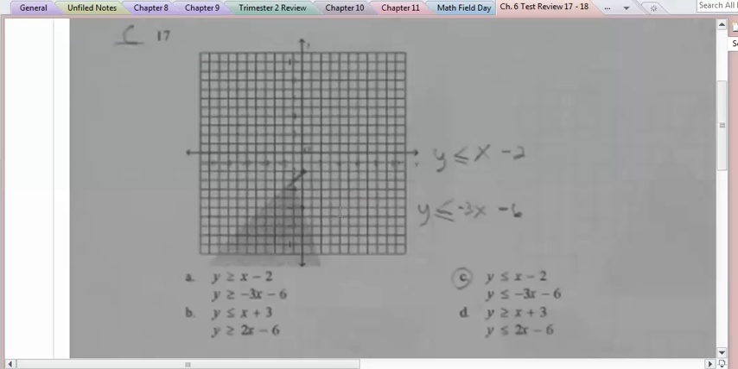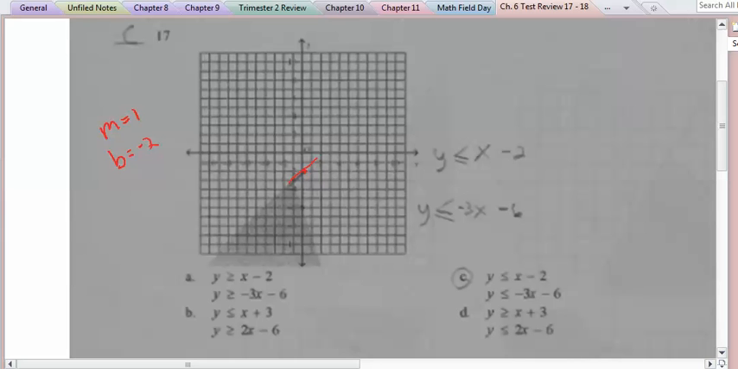Okay, and number 17. Now, they gave you a picture, and again, they want you to choose the two equations that match. What you may have to do is extend the line some, which I did here. I extended the line to see where it crossed on the y-intercept. So that one crossed at -2, so my beginning point is -2. Okay, we need to figure out the slope. So we went up 1 over 1, up 1 over 1. So this one has a slope of 1.